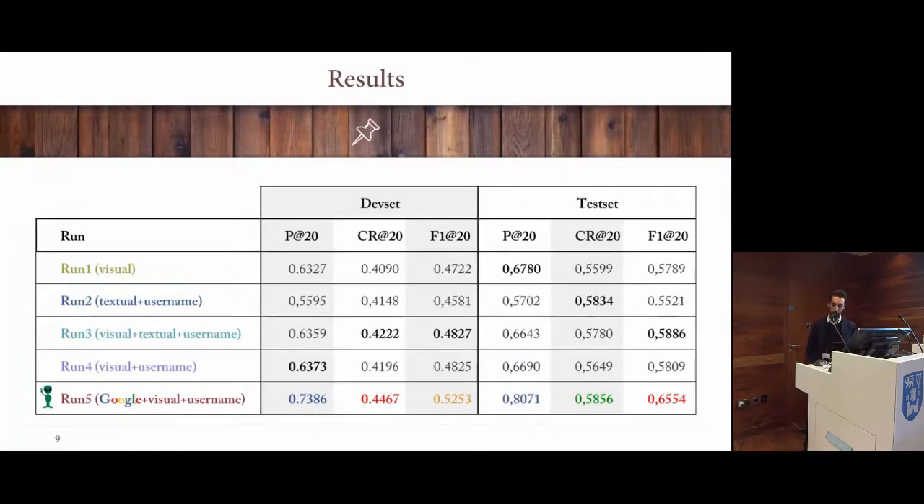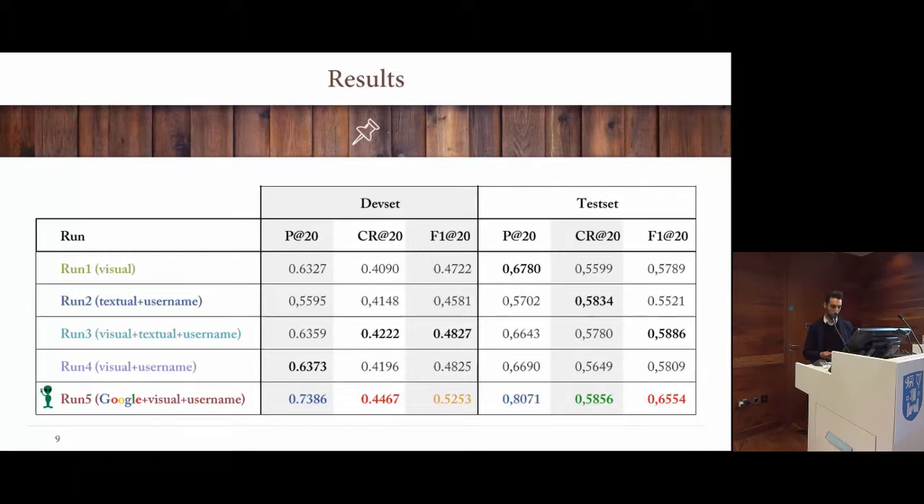Okay, now that I presented our approach, let's move to the results. In this table, we show the results achieved on both DevSet and TestSet. We can see that the approach combining Google Image Top 10 with our visual representation and username clustering provides the best results for all metrics. For the other runs, the visual features surprisingly give significantly better relevance than tags. The use of tags seems to enhance diversity in both DevSet and TestSet.